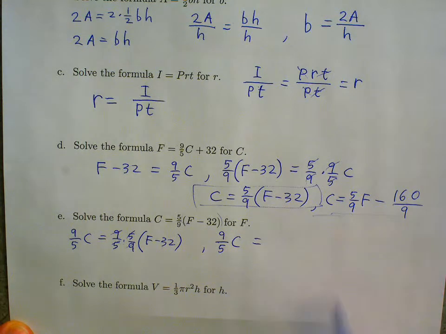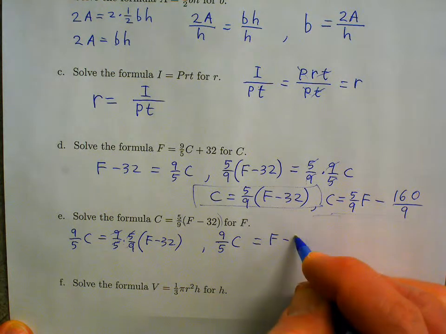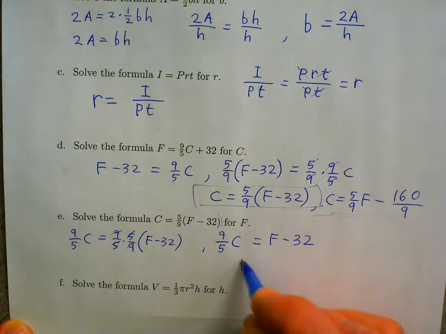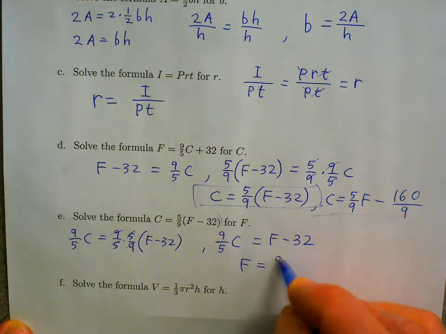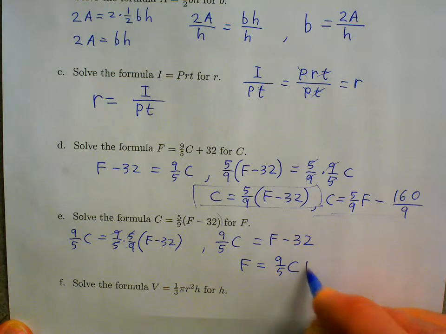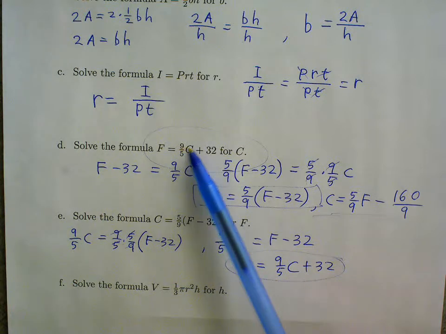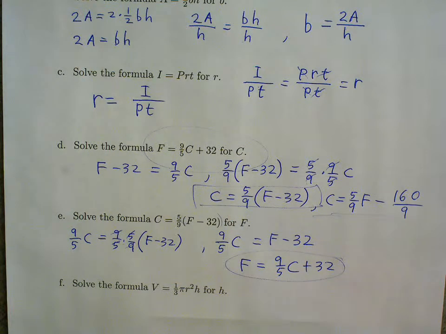And now we don't need the parentheses because the coefficient is just 1. And then the last step is to add 32 to both sides. And we get F equals 9/5 times C plus 32. So we saw that in advance because these two formulas are used to convert from one temperature to the other.